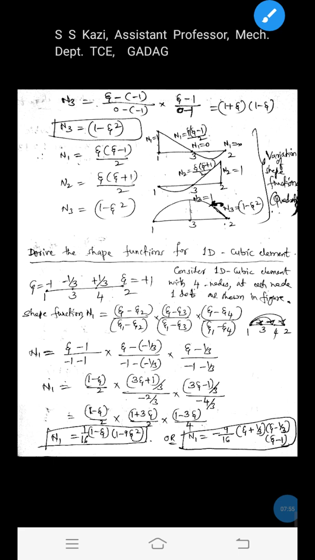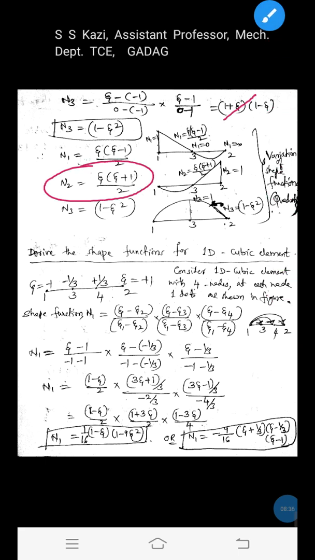Likewise, the three shape functions we have derived in terms of the natural coordinate zeta for the one dimensional quadratic element. N1 is equal to zeta into zeta minus 1 by 2, and the variation of the shape function is N1 equal to 1 at node 1. It is going to vary in a quadratic curve like this. At nodes 2 and 3, N1 is 0, and N1 is 1 at node 1. This curve represents zeta into zeta minus 1 by 2. This is the variation of the shape function N1.